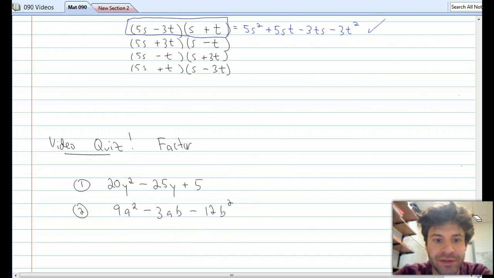Okay, here's your video quiz. Factor each one of these polynomials. You have 20y squared minus 25y plus 5. And you have 9a squared minus 3ab minus 12b squared. Now don't forget the first step when you're factoring any polynomial. It's to look to see if there are any common factors you can take out of everything right off the bat. That'll be important. All right, good luck.